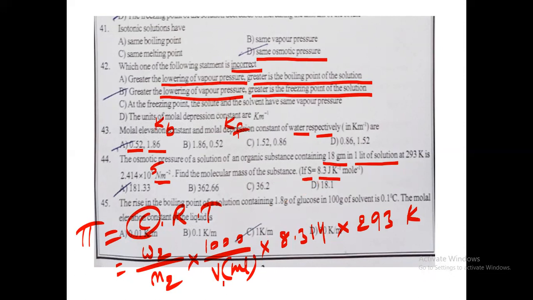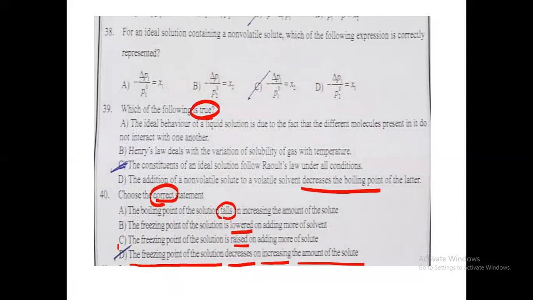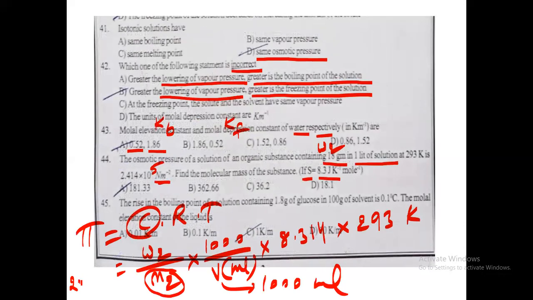The volume of solution is 1000 ml, since 1 liter was given. W2 is 18 grams. M2 is the gram molecular weight, and that is what we have to calculate. The osmotic pressure given is 2.414 into 10 power 5 Newton per meter square. M2 value we have to get.